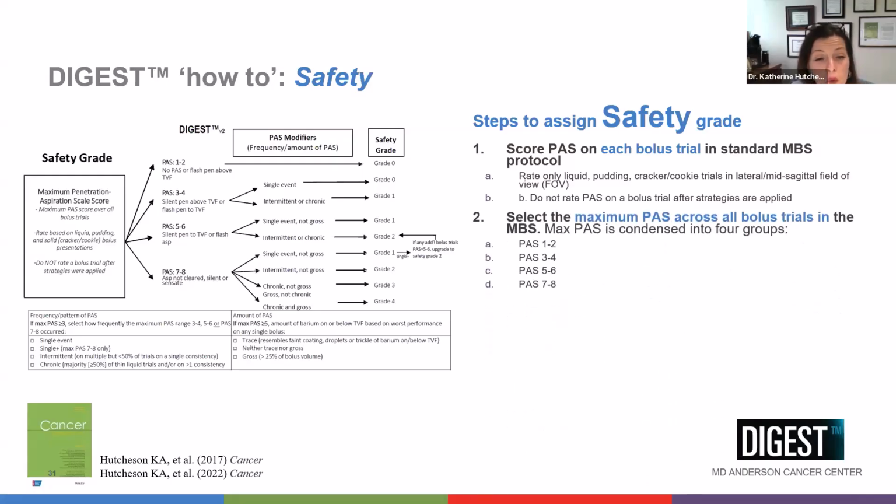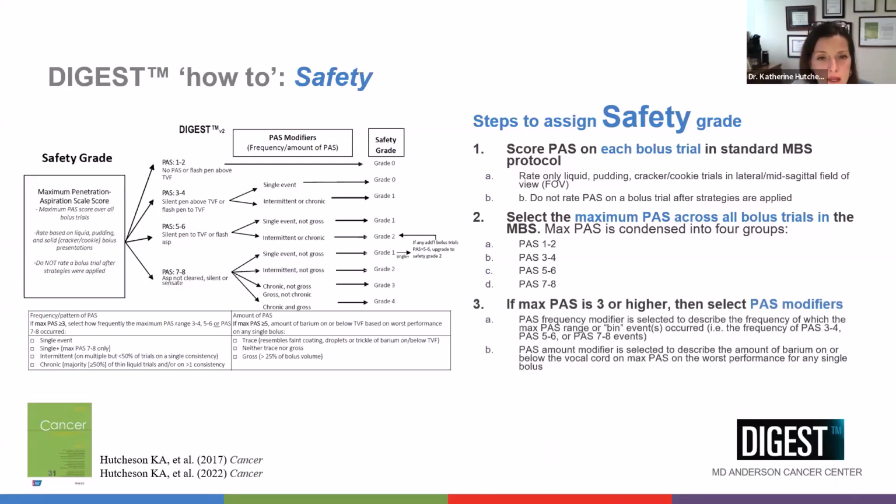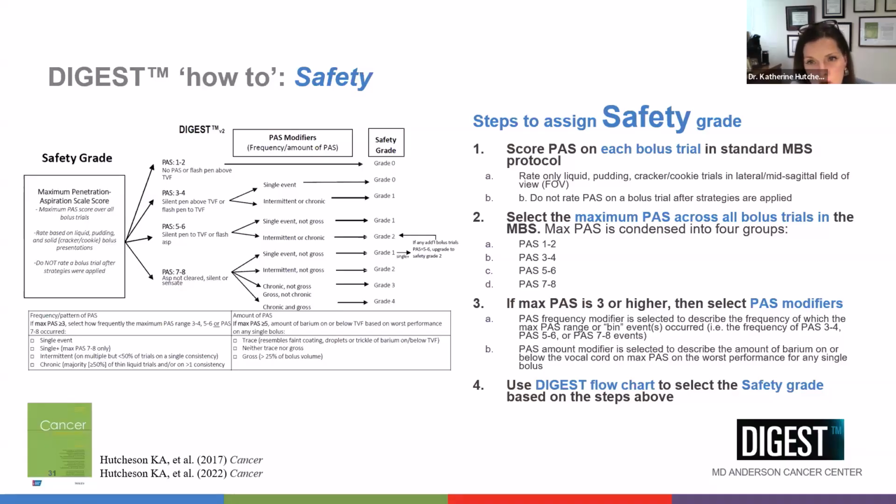You then collapse the maximum penetration aspiration scale score from all the bolus trials into two score ranges and select that maximum range. And if the maximum PAS score is 3 or higher, then you apply modifiers to describe how frequently the higher grade penetration and aspiration scale scores occurred and in what amount. And then the DIGEST flow chart is used to assign the safety grade using all of that information.